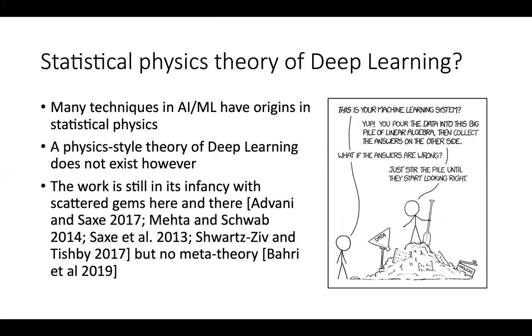Before we delve into some of these, a few things require special mention. Although many techniques in AI and ML have their origins or inspiration in statistical physics, a physics-style theory of deep learning does not exist, however. There are some attempts here and there which have yielded interesting results, or what I like to call gleams of gems, but there's no meta theory that exists right now.